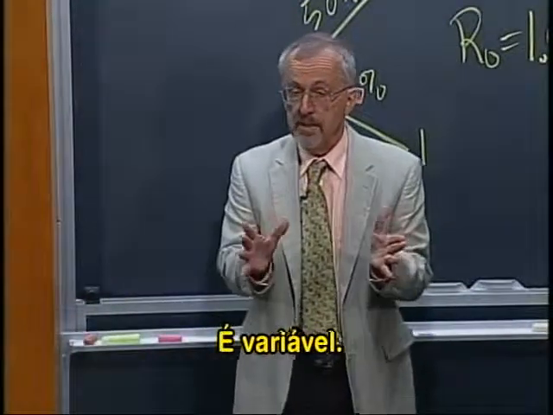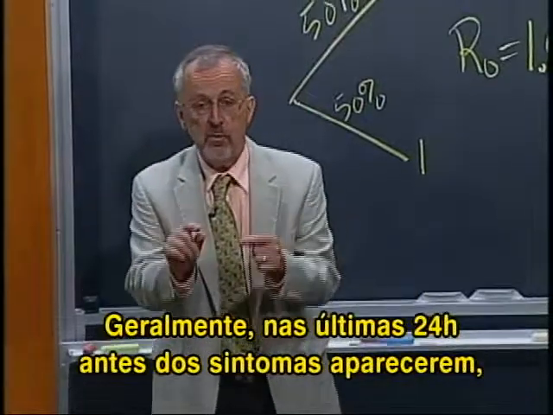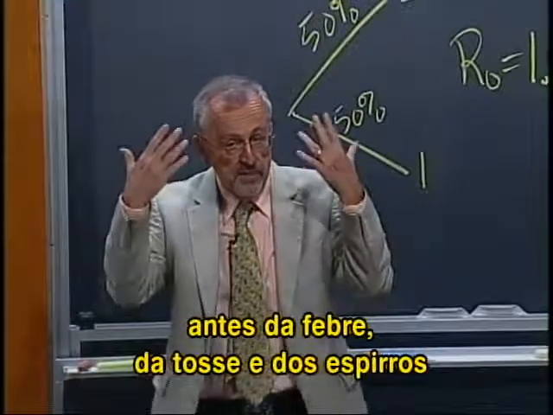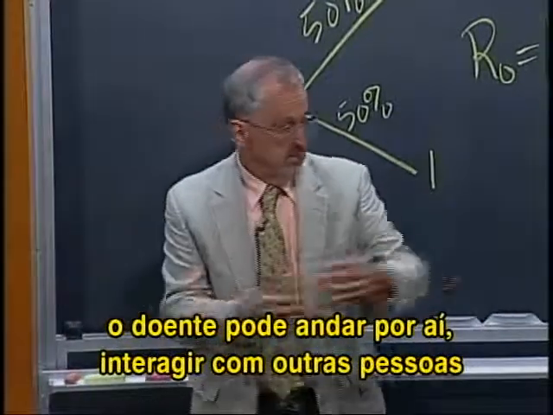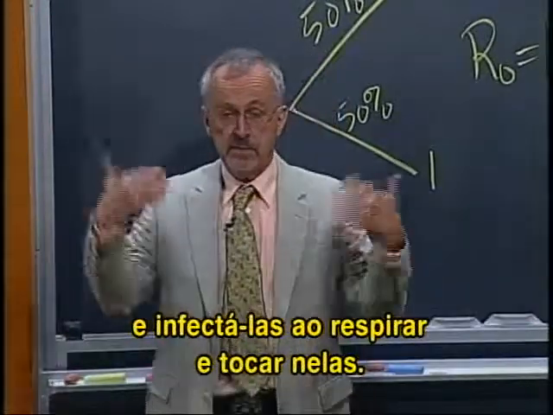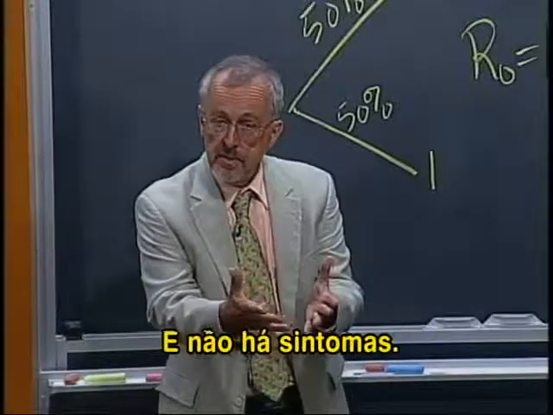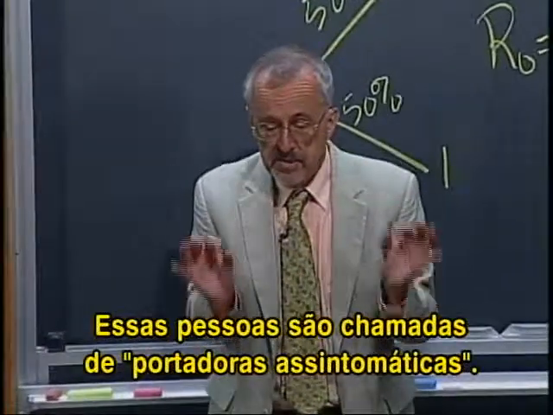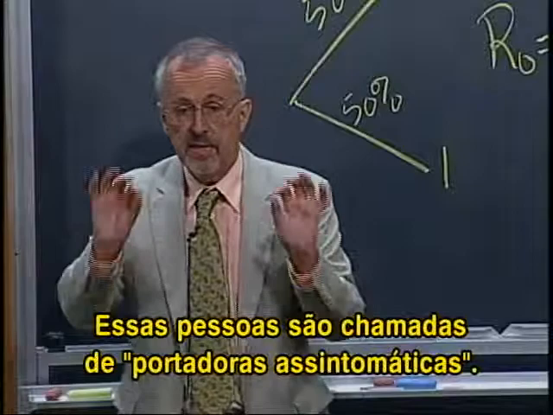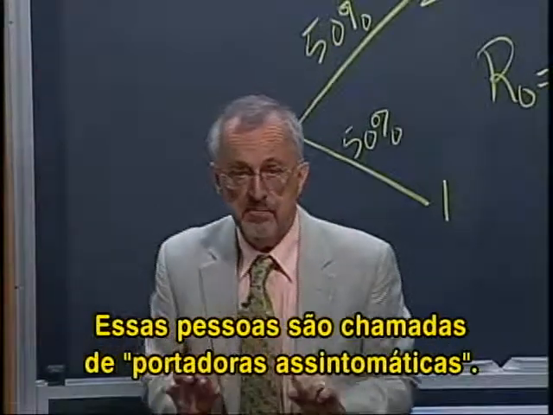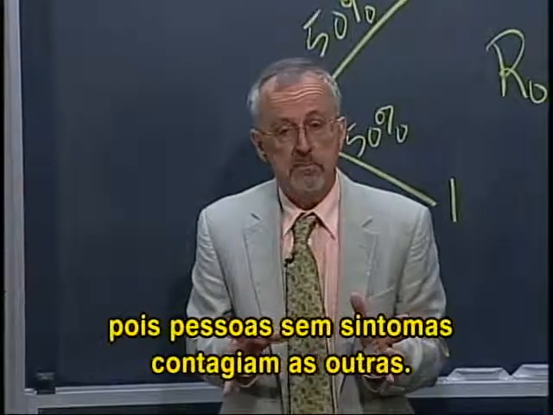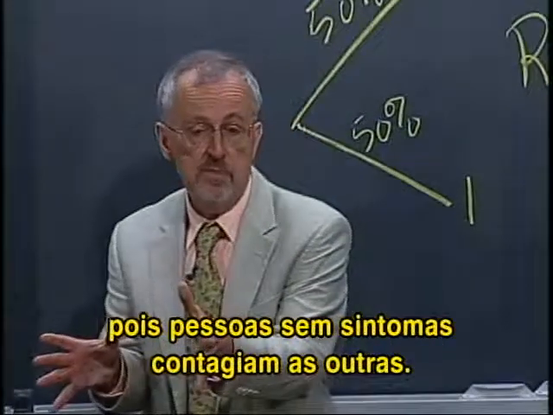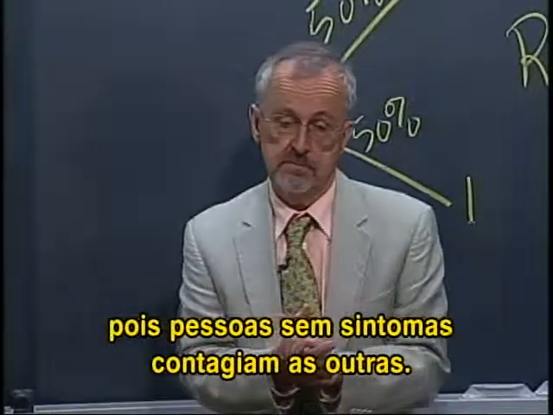Okay, it's variable. And usually the last 24 hours before they show symptoms, before they have a fever, before they start coughing and sneezing, they can walk around and interact with other people and infect them just by breathing and touching them, and there are no symptoms. So these people are called asymptomatic infectious individuals. And that's what makes it so difficult to control the flu, because a lot of time people who are infecting folks don't show any outward symptoms.